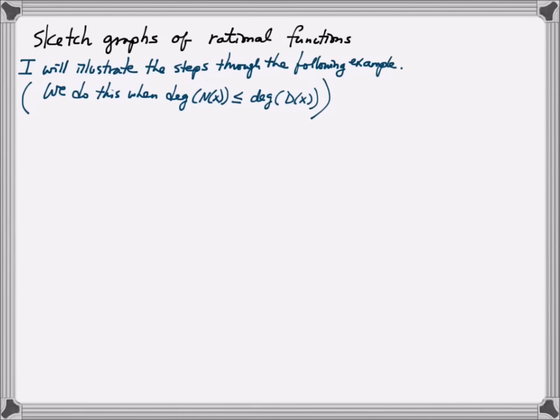If that's not the case, then we need to consider the long division first, and in that case, we're actually going to have something called a slant asymptote, and that's going to be considered in a separate video.